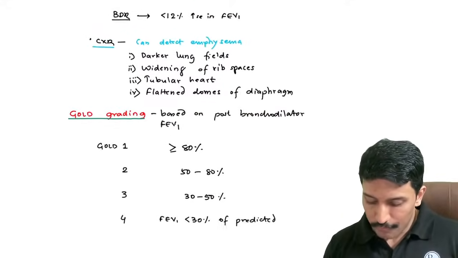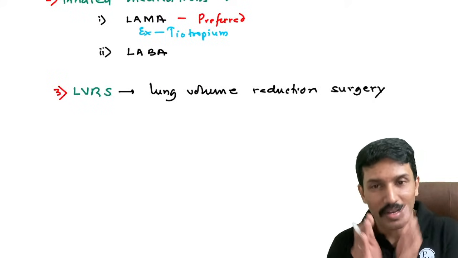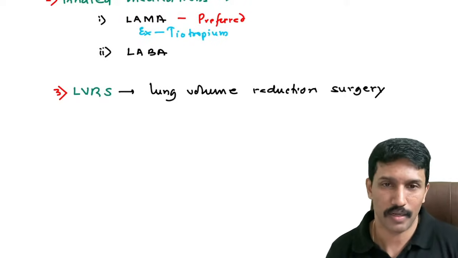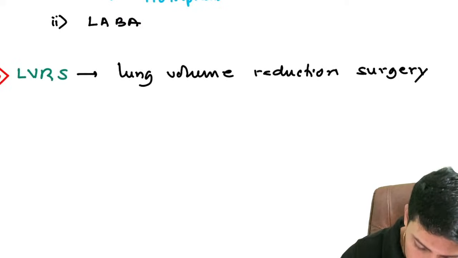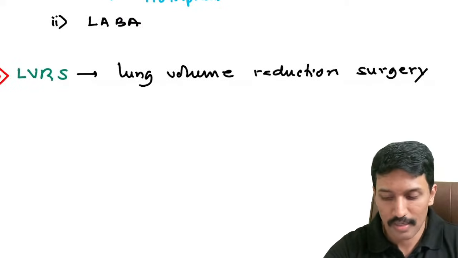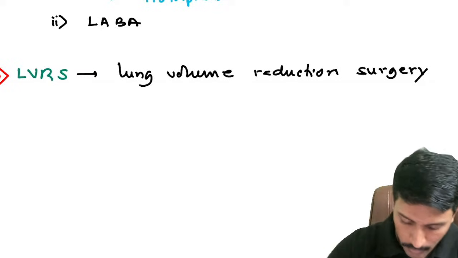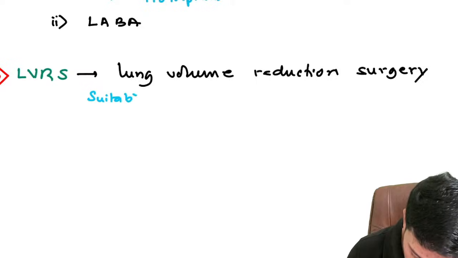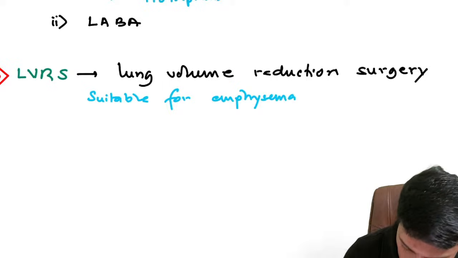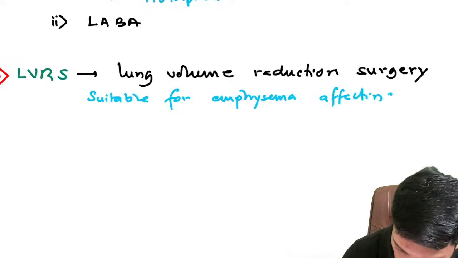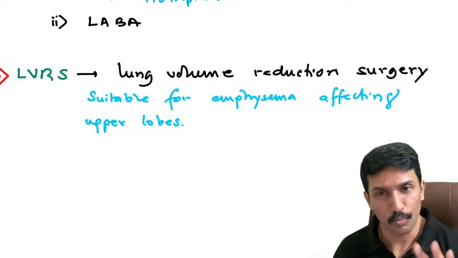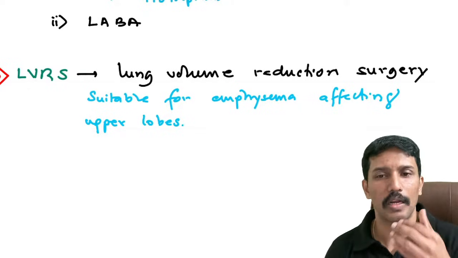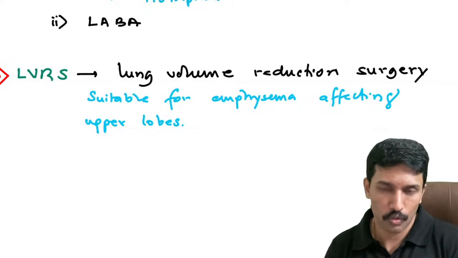So if you have emphysema not affecting the whole lung, but only a selected region, that part of the lung can be removed. That is what we call lung volume reduction surgery. This procedure is suitable for localized emphysema, not generalized emphysema, such as emphysema affecting the upper lobes. Smokers usually tend to develop upper lobe emphysema. Alpha-1 antitrypsin deficiency tends to develop lower lobe emphysema.